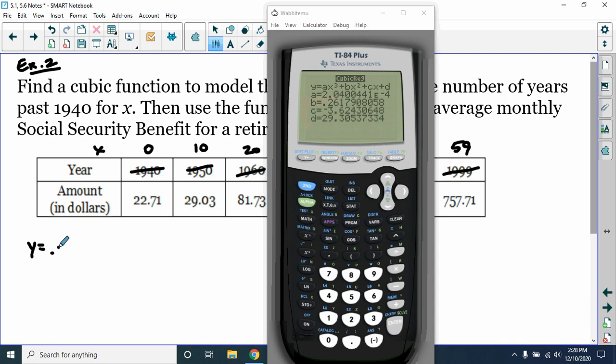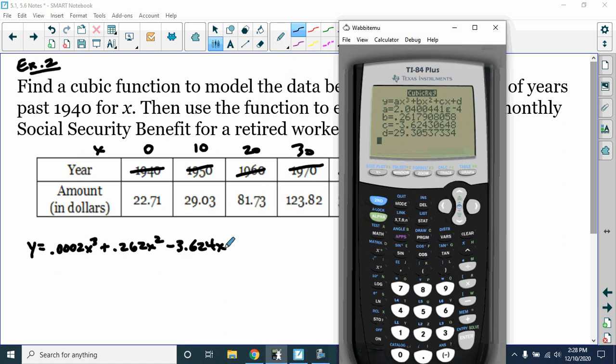This is 0.0002 x cubed plus 0.262 x squared minus 3.624 x plus 29.305. So there's the cubic function.